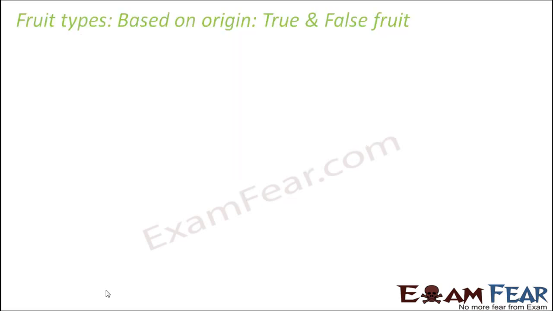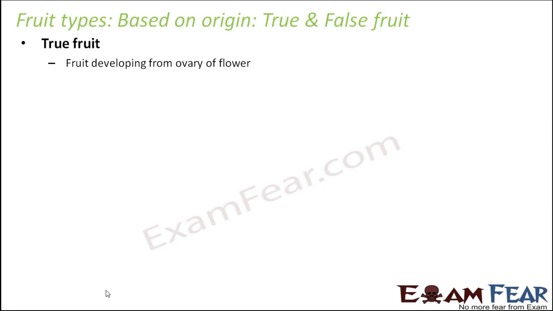So now let us talk about the different types of fruits. Again, fruits are categorized into various types on many different bases. On the basis of origin, that is, from which part of the plant the fruit originated, fruits are categorized into two types: true fruit and false fruit. So what is a true fruit and what is a false fruit? A true fruit is a fruit which develops from the ovary of the flower. So the fruit which develops from the ovary of the flower is known as a true fruit.